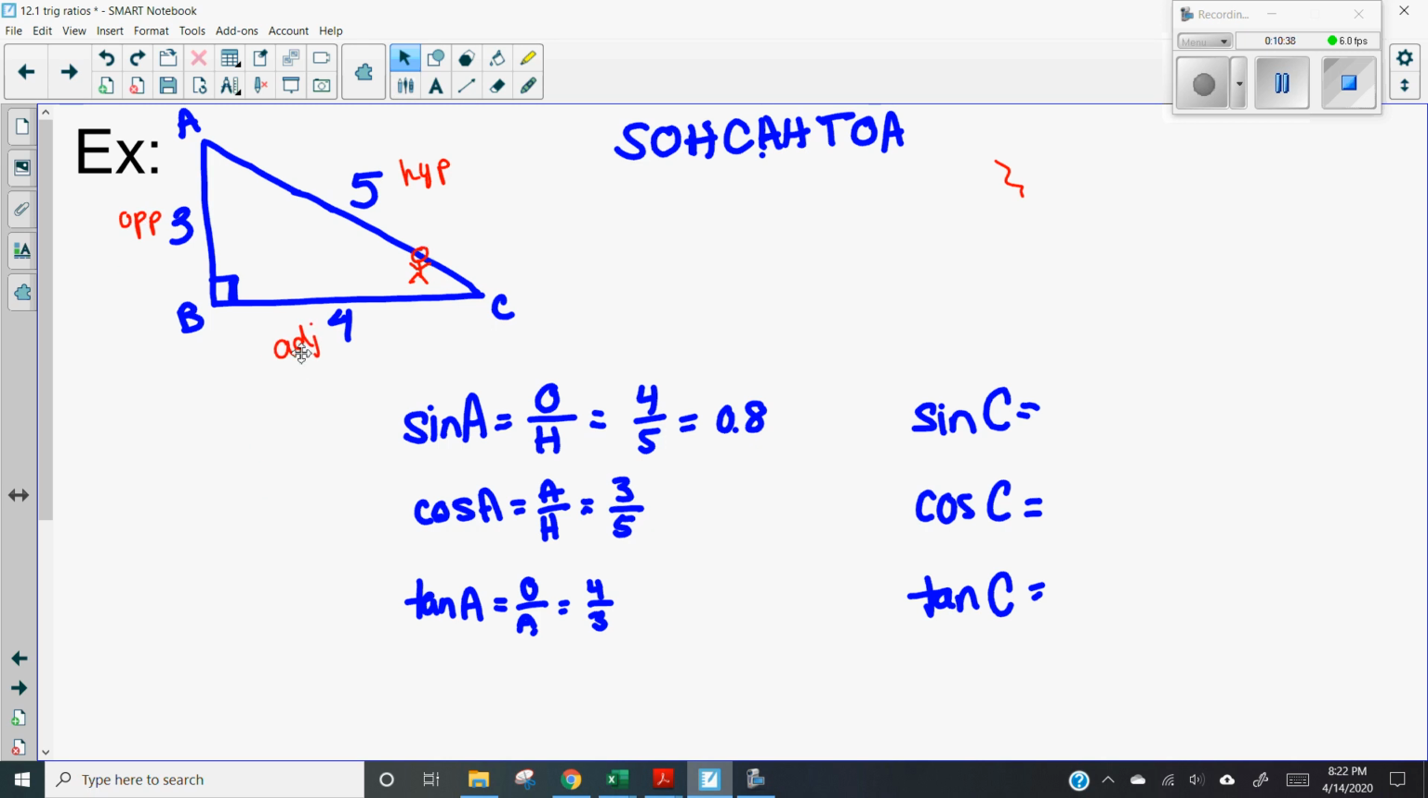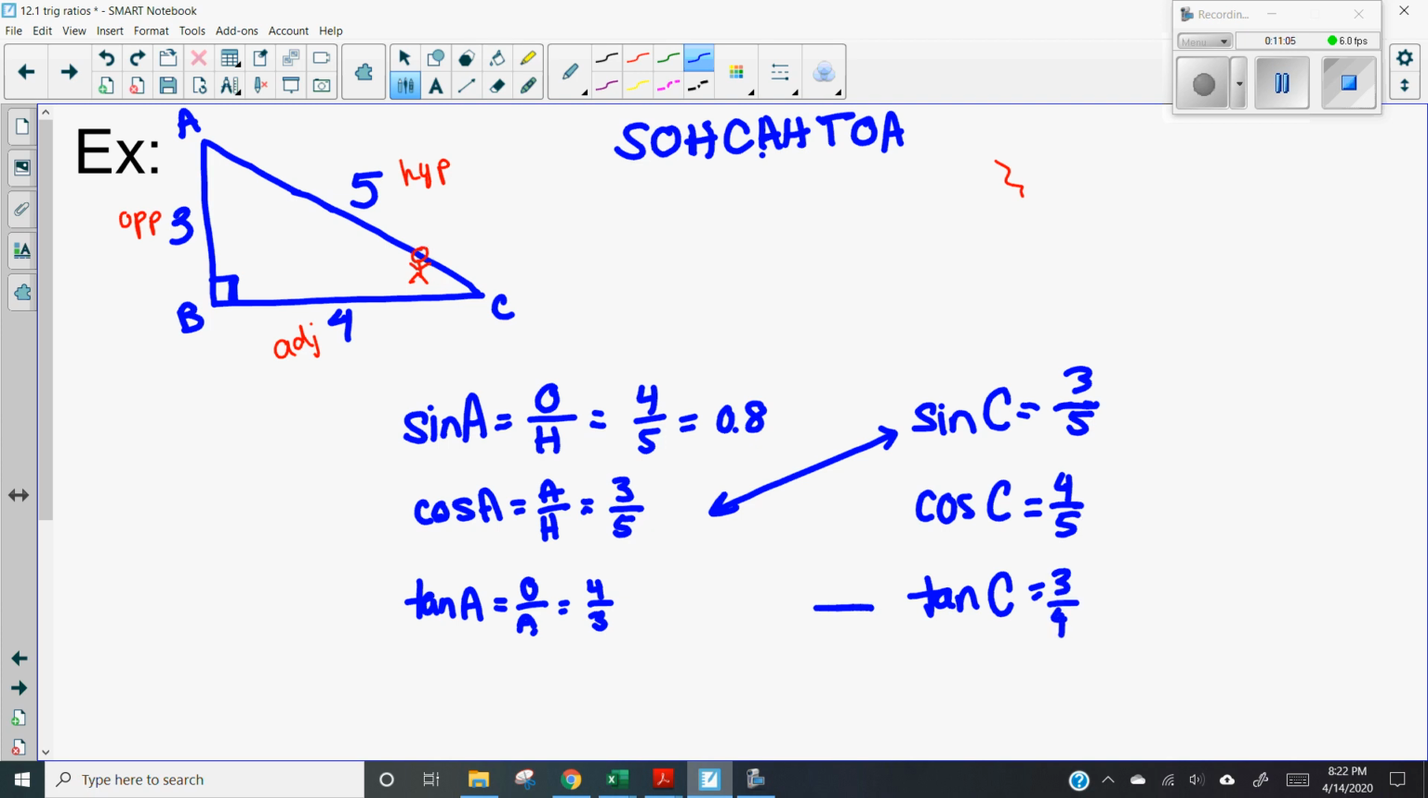Okay, so now sine of C, we have now opposite over hypotenuse is 3/5. Look at these two numbers. When I switch my angle, my opposite and adjacent side flip-flop, if you can see that in the numbers there. Cosine is adjacent over hypotenuse, so 4/5. And then tangent is 3/4.